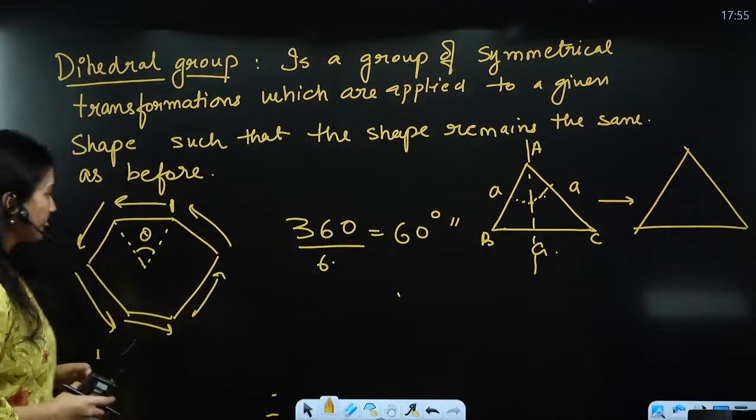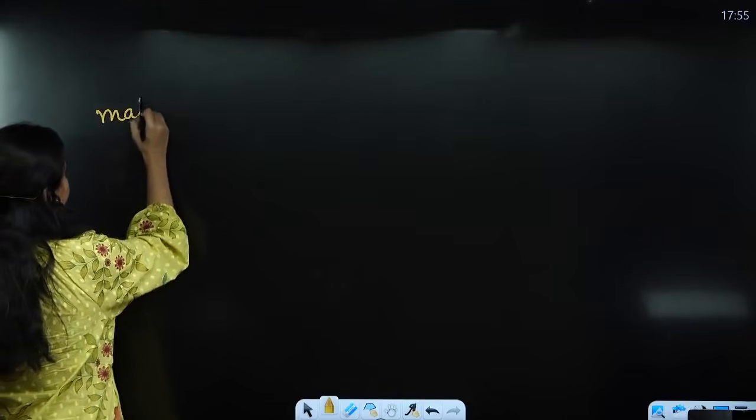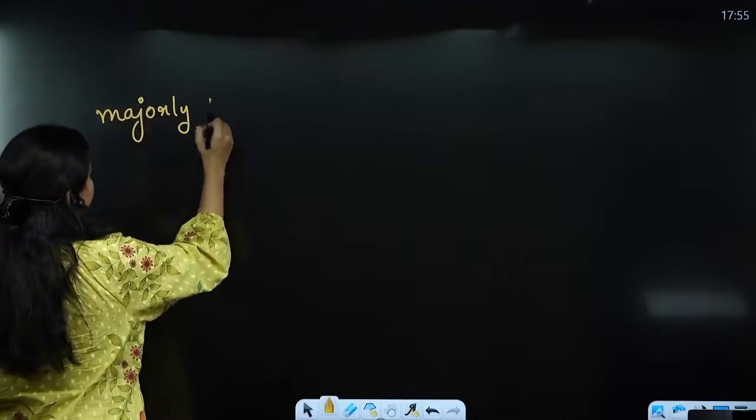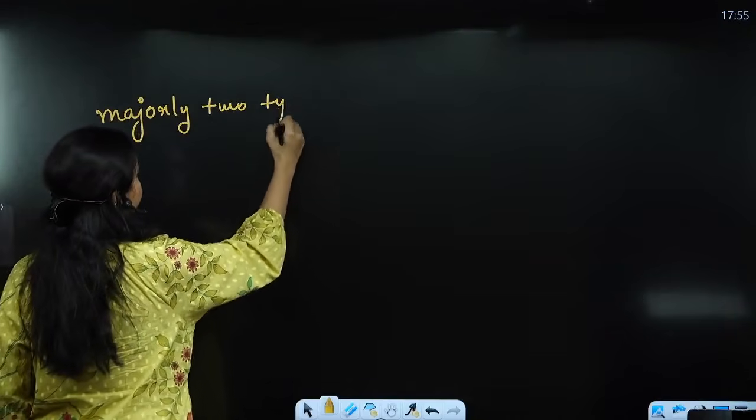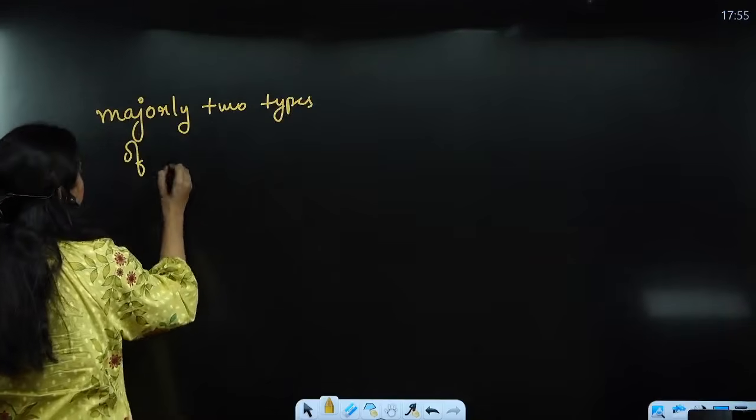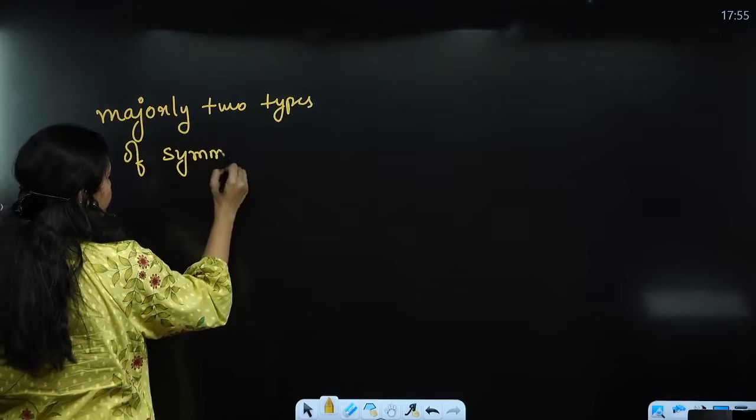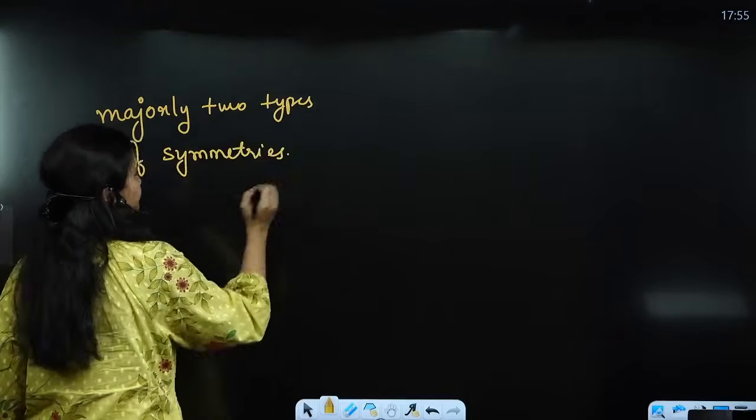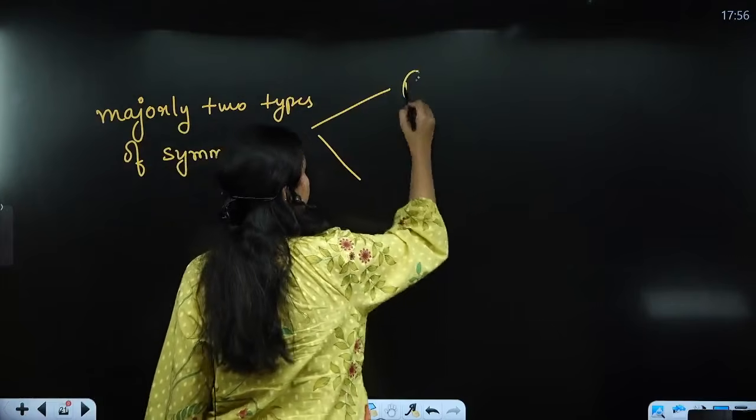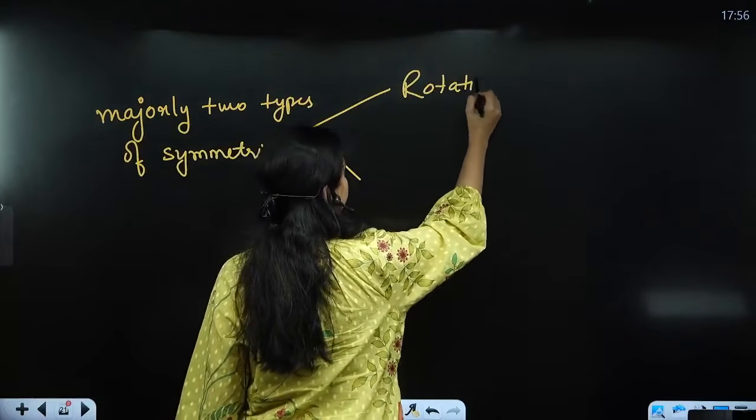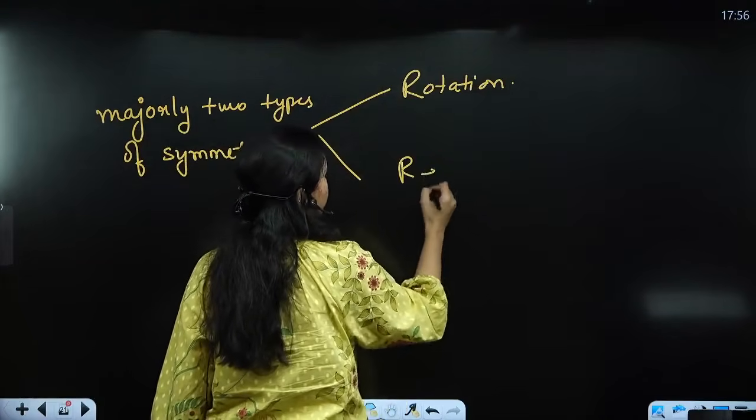Here, now, majorly two types of symmetries are there. First one is rotation and the second one is reflection.